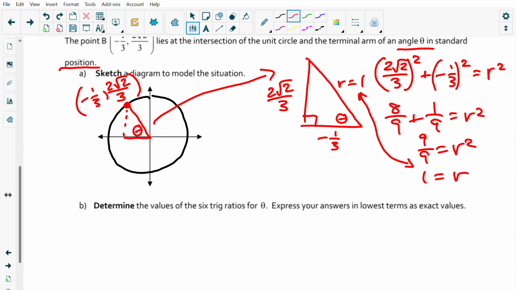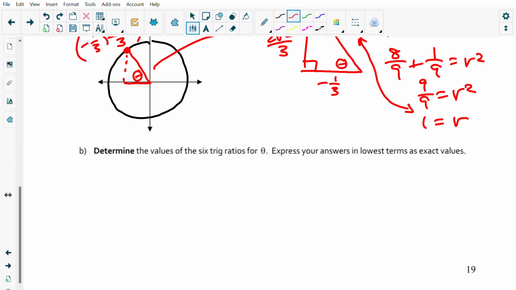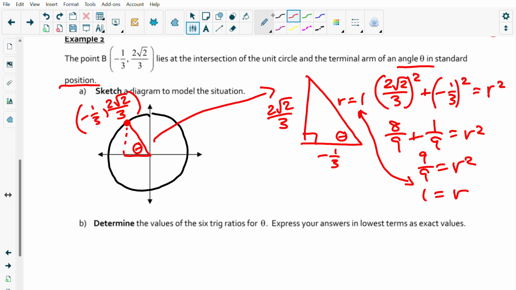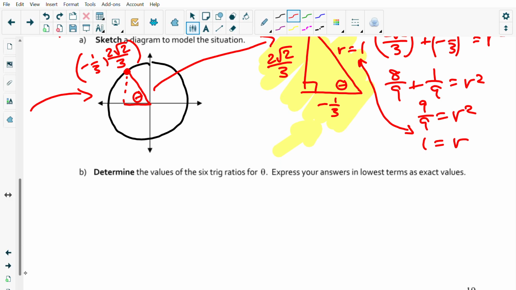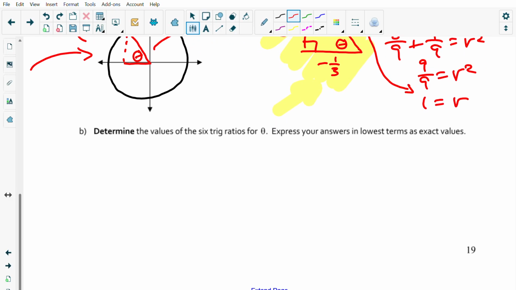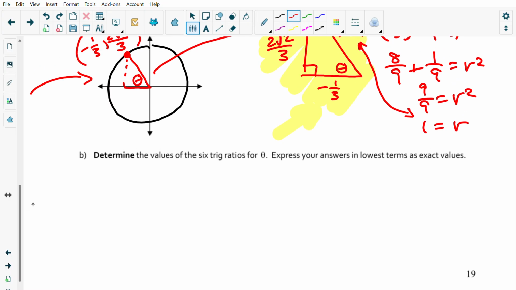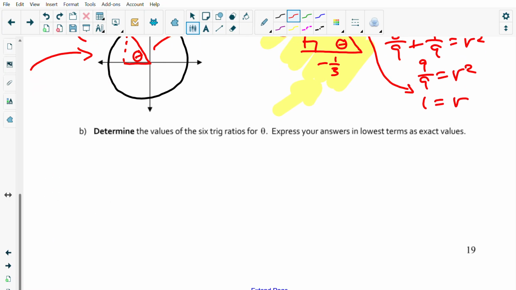Determine the values of the 6 trig ratios for theta. Okay, let's do that. So I'm going to use this triangle right here. And note that I'm keeping that as a negative because that will matter when we're doing our ratio because we're in quadrant 2. Okay, so I will just redraw this here.